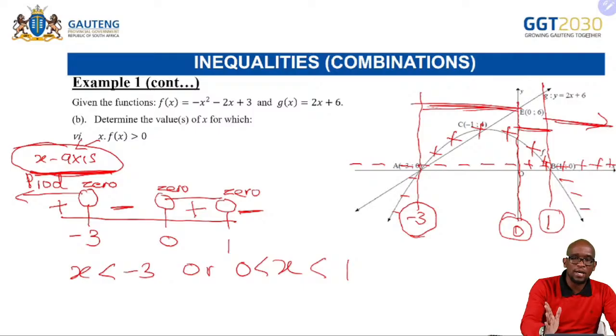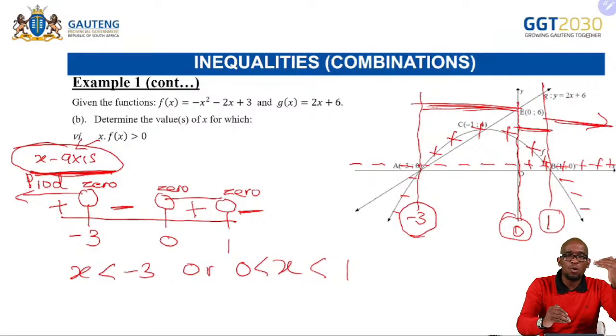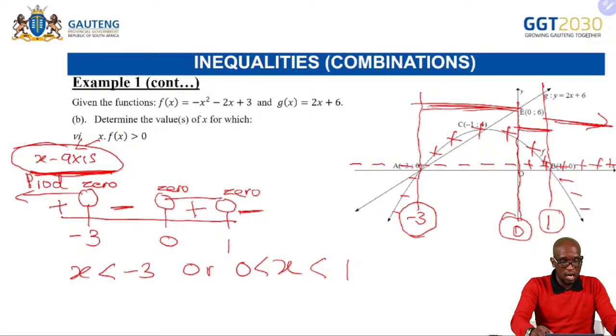With comparisons, we are going to be looking at two functions. We compare them whether one is above or below the other. Where do we start? Our critical values would be where they intersect. And then with combinations, we are now looking at the signs of the two graphs. So we need to then check where they are cutting the x-axis, or we look at the x-intercept as the point of reference. It's the x-intercept of one graph or the x-intercept of both the graphs.